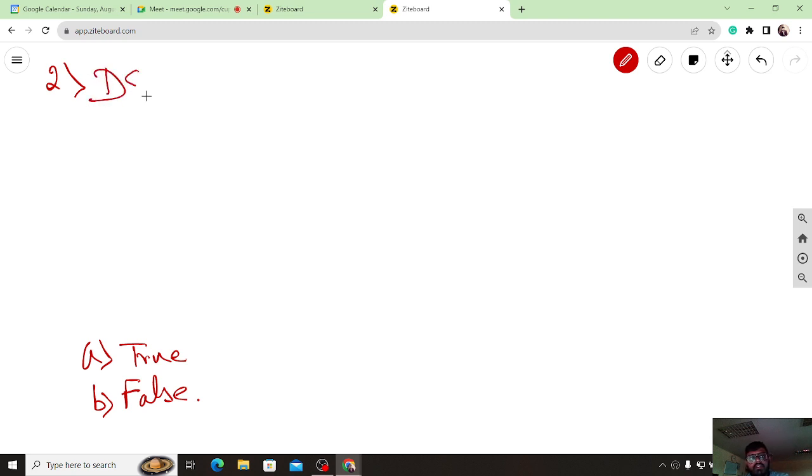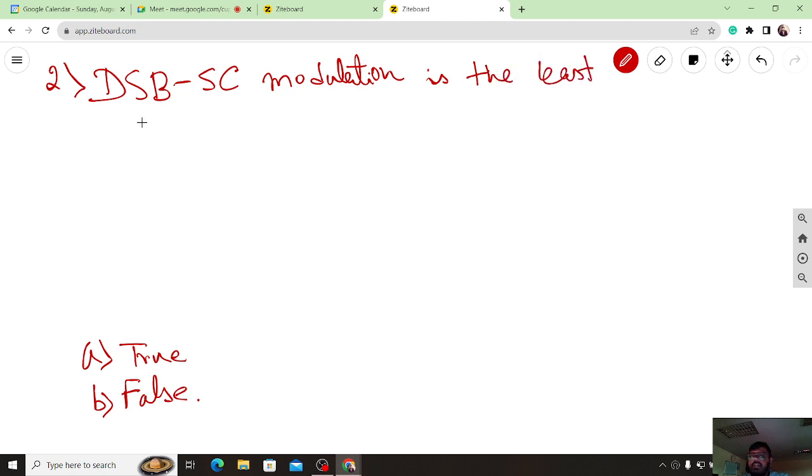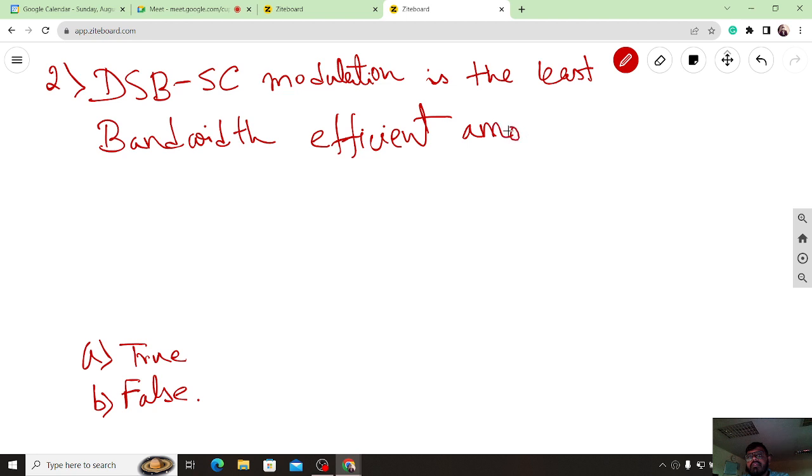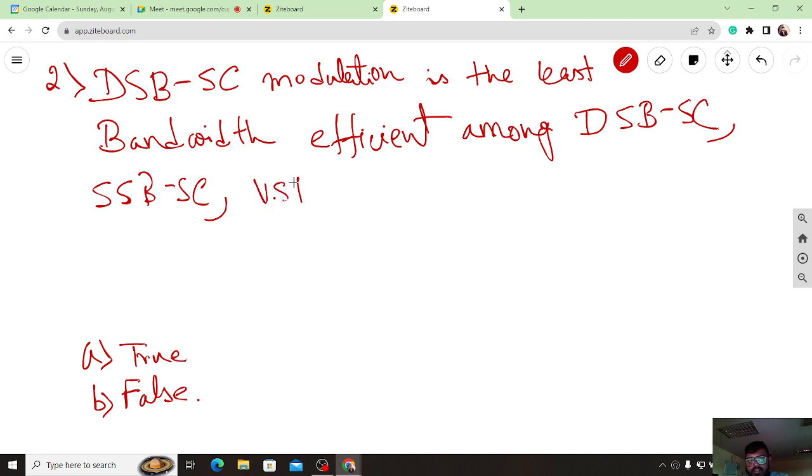The statement is double sideband suppressed carrier modulation scheme is the least bandwidth efficient among double sideband suppressed carrier, single sideband suppressed carrier, and vestigial sideband suppressed carrier modulations.